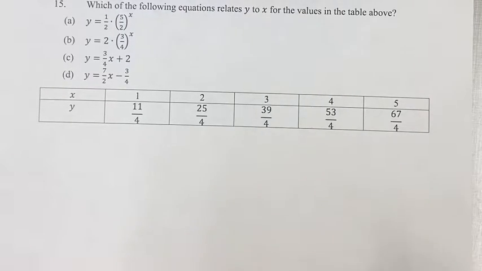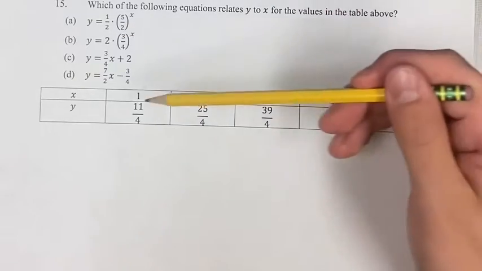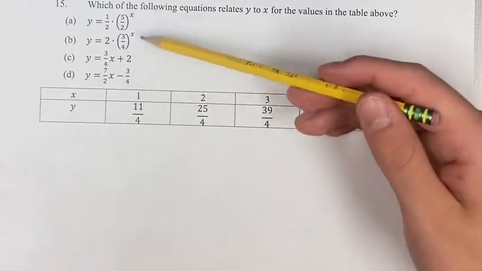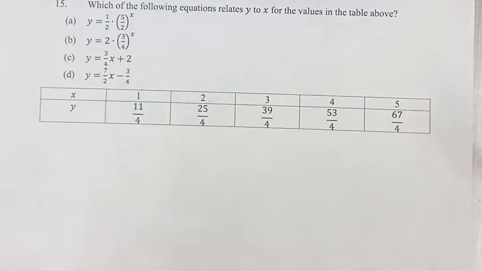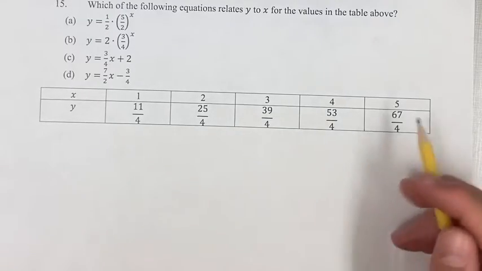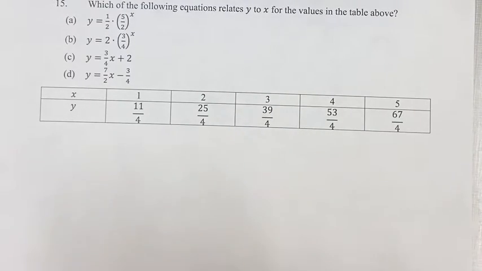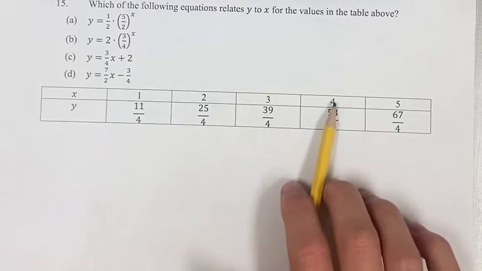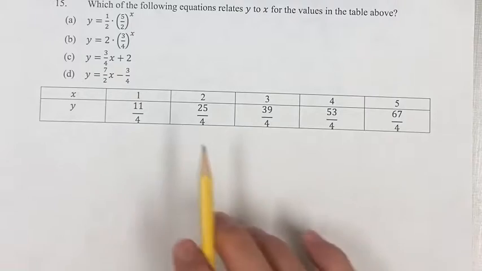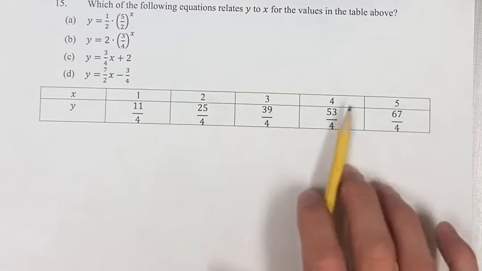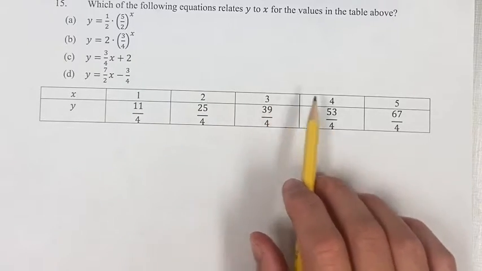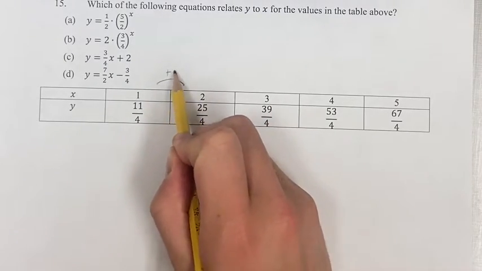In this problem, we're looking at the table here with a bunch of values relating x and y. We're asked which of the following equations represents this scenario. So we want to look for the rate of change, right? We want to see how much it changes as you're going from one x value to the next. We have evenly spaced x values, so we're going from 1 to 2, 2 to 3, 3 to 4. Every single one of these is just adding 1.